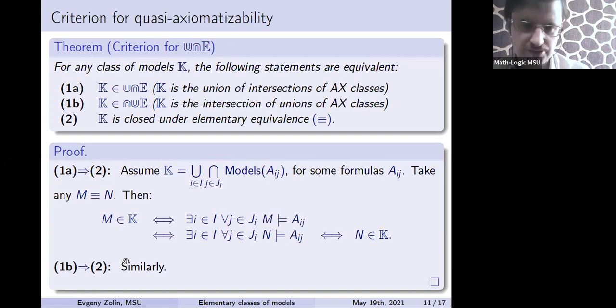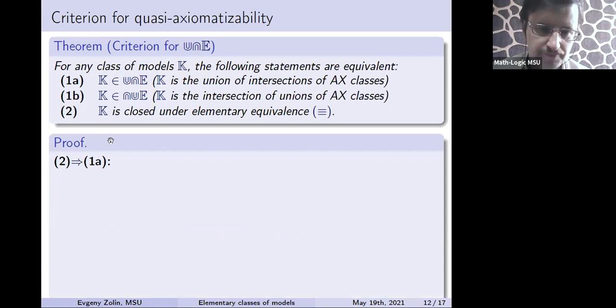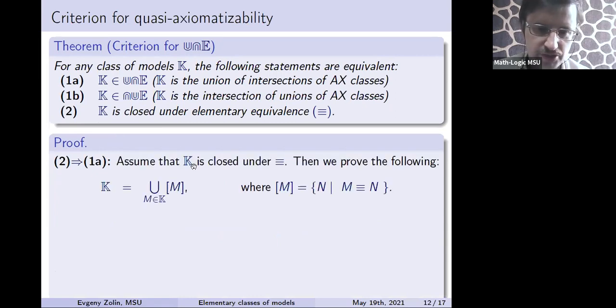So now we only need to prove that 2 implies 1A. Of course, 2 implies 1B is proved similarly, so we will only prove that 2 implies 1A. So assume that our class is closed under elementary equivalence. We need to represent this class as the union of some axiomatizable classes. We know that an axiomatizable class is an intersection of finitely axiomatizable classes, but we don't need it here.